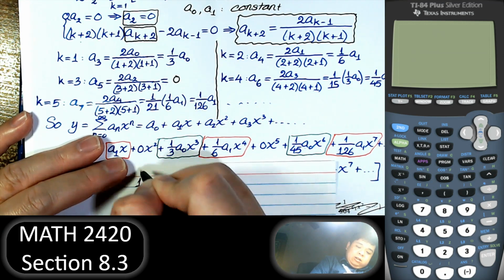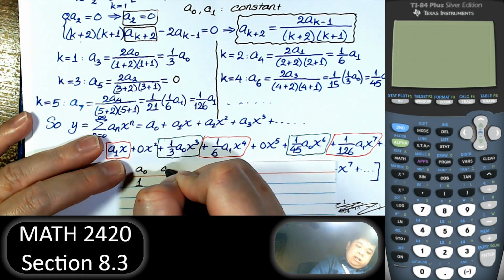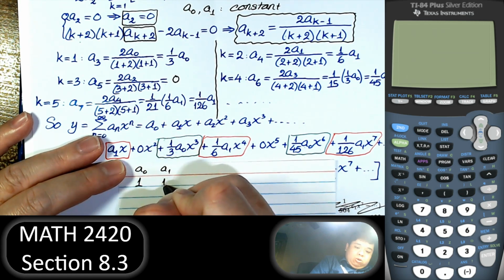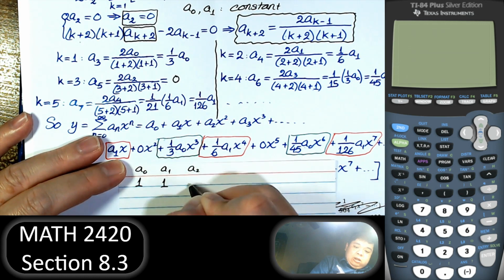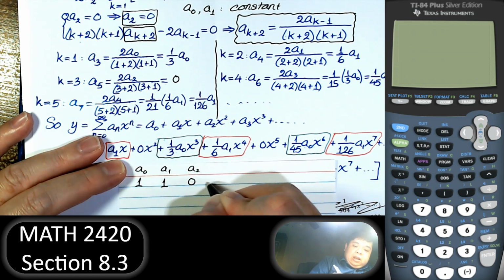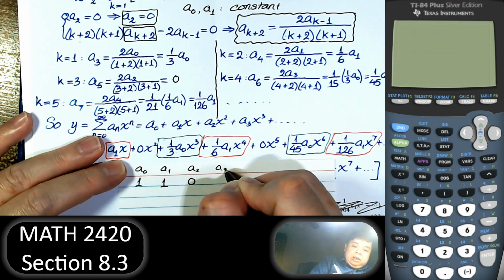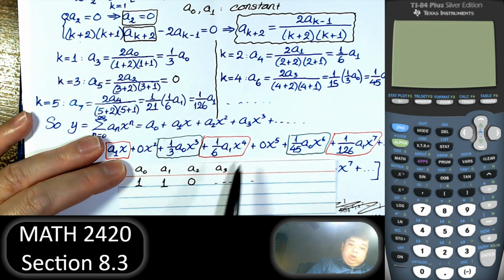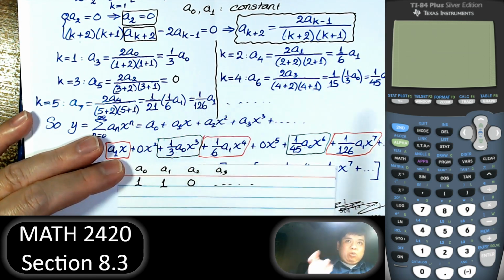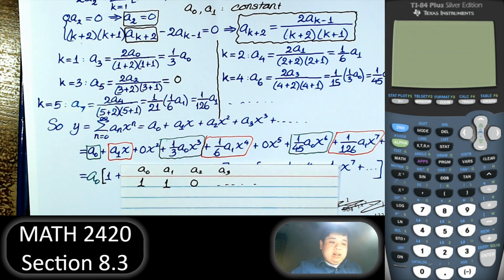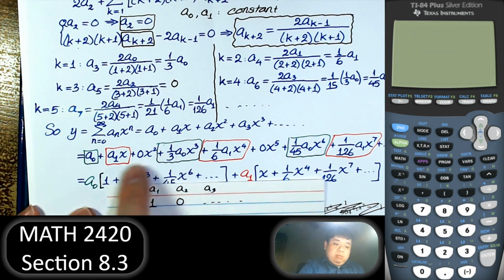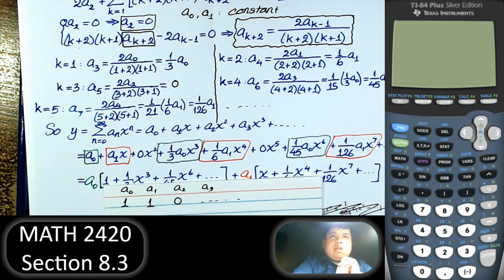a0 is 1, a1 is also 1, a2 is 0, and then a3, so we can continue. For a3 we can use that formula, and that's what we continue to enter in the calculator. Now, that's what the sequence is. Now we're going to generate this sequence. The sequence of numbers is easy.